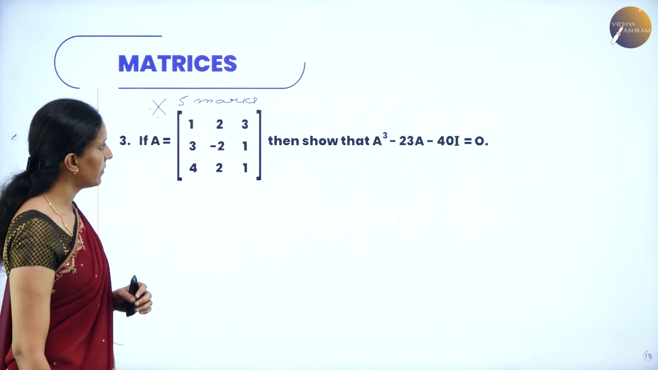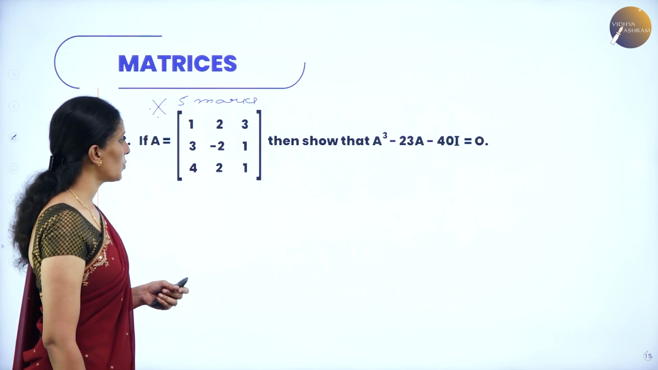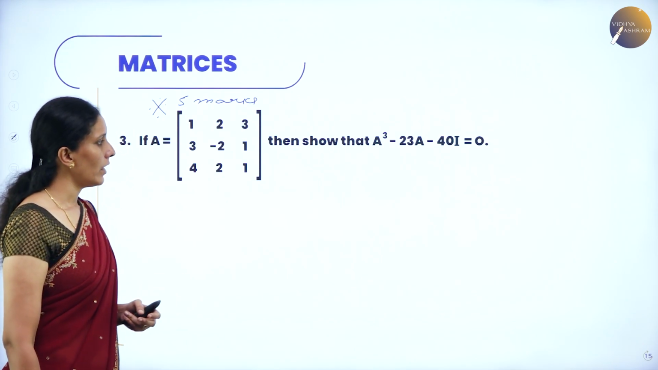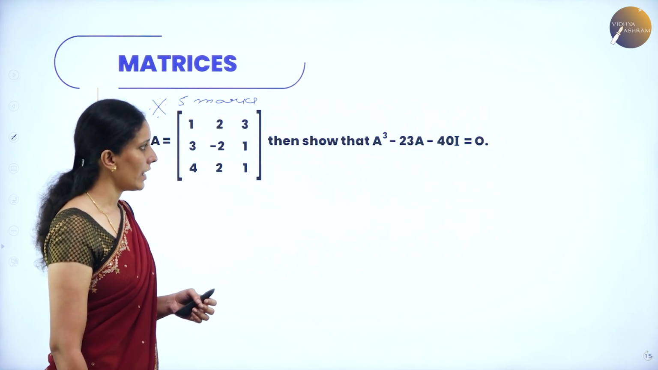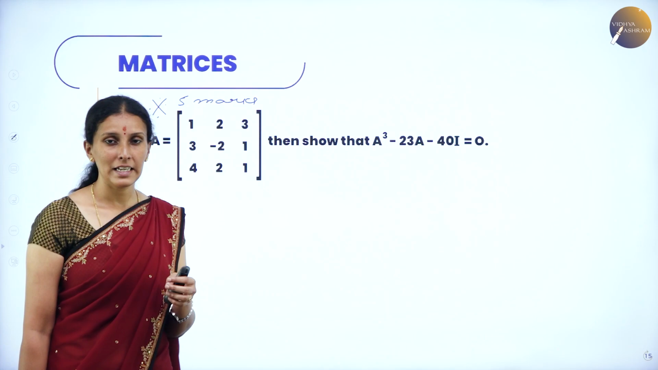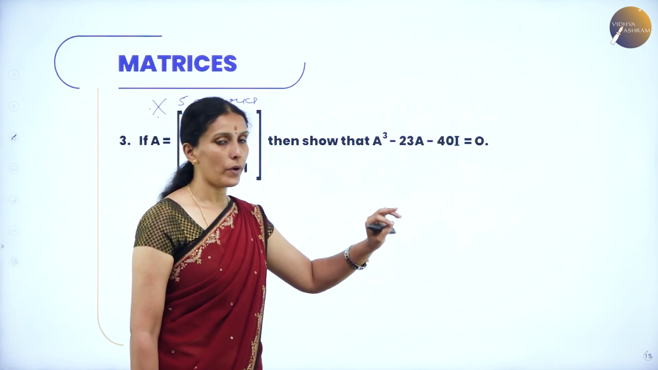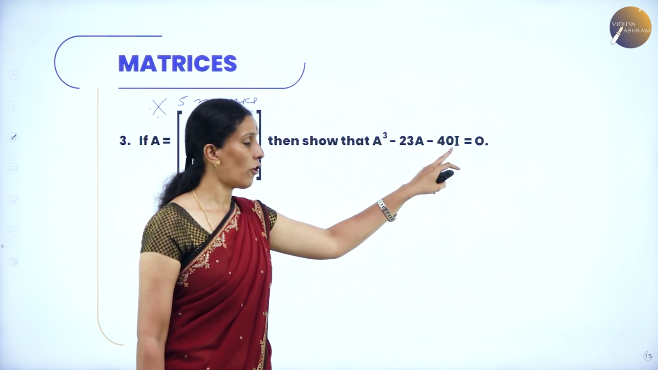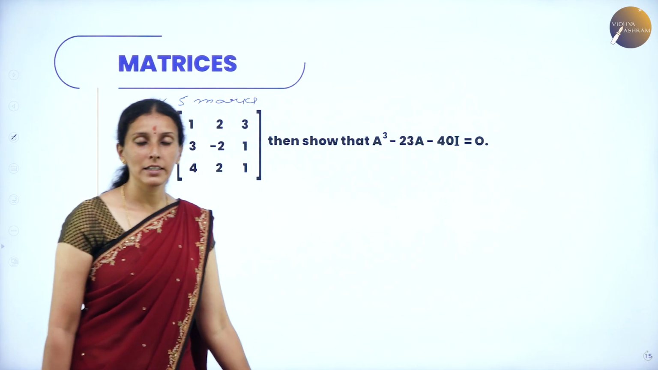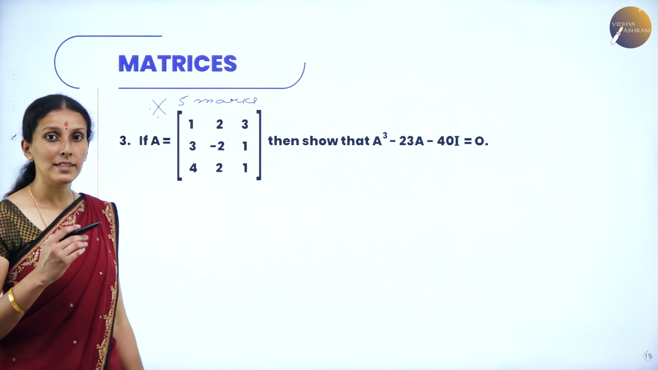So here we have, if matrix A is 1, 2, 3, 3, minus 2, 1, 4, 2, 1, then show that A cube minus 23A minus 40I is equal to O, that is null matrix. So when you solve this equation by substituting A cube, 23A and 40I, then the resultant matrix must be equal to the null matrix. First, let us find what is A cube.